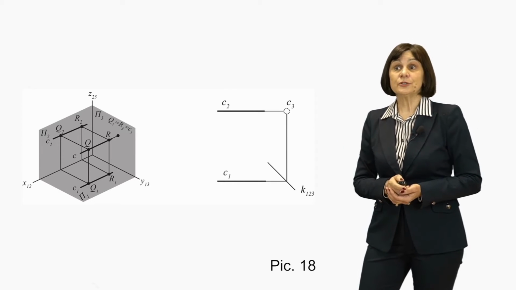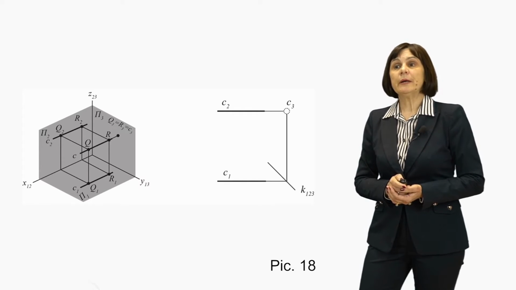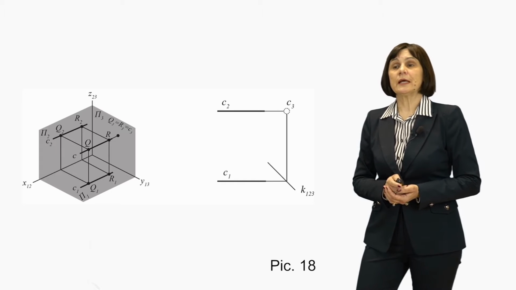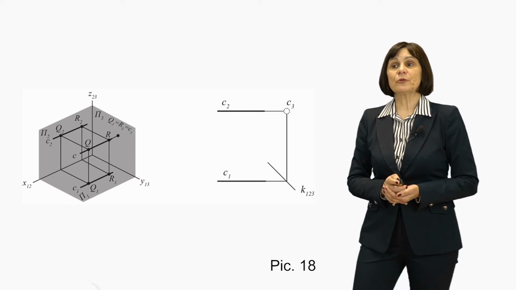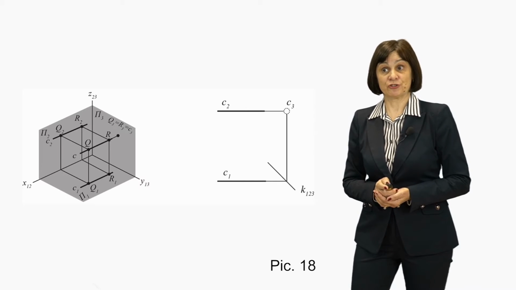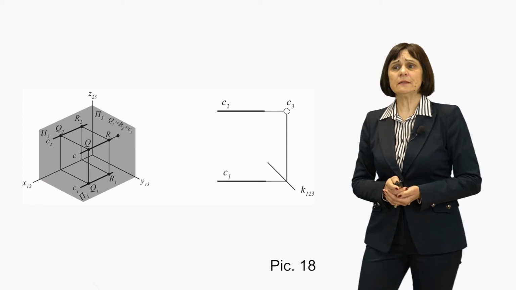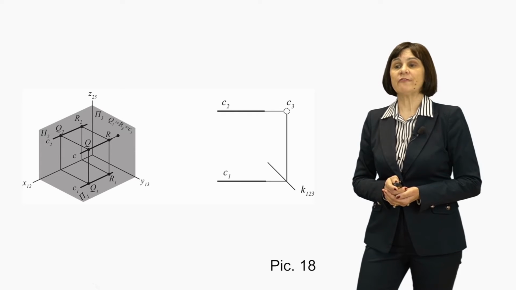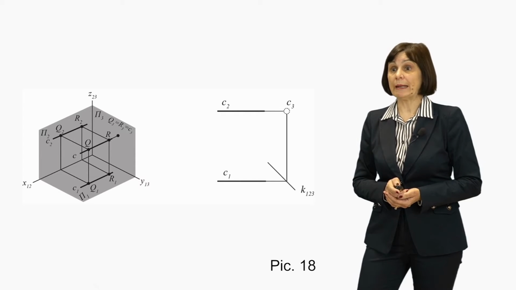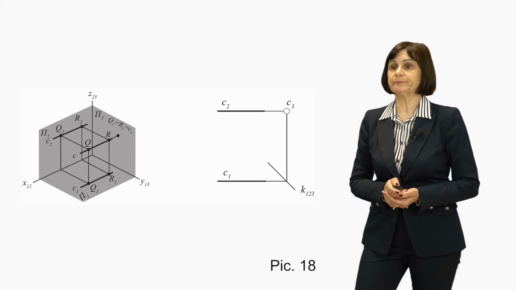On this drawing is shown the profile projecting line, parallel to the horizontal and frontal planes of projections. It means that it is perpendicular to the profile plane of projection. On the drawing, you can see that this line is projected in a segment on the frontal and horizontal planes and projected in a point on the profile plane.